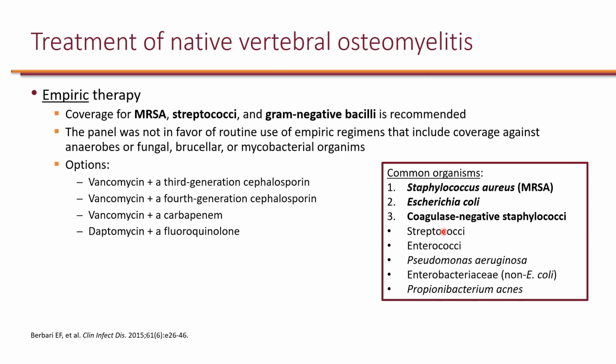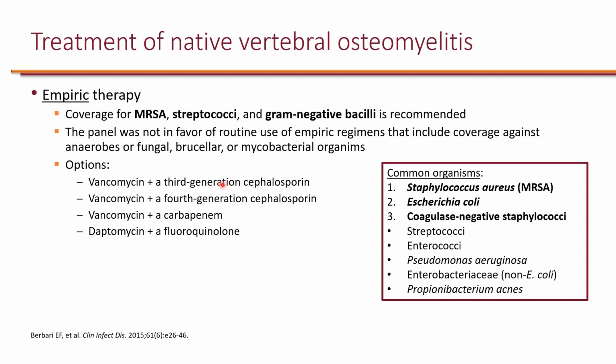Now, the options that they did recommend include vancomycin plus a third generation cephalosporin. So the vancomycin will cover MRSA as well as streptococci, and then a third generation cephalosporin such as ceftriaxone will take care of the gram-negative bacilli as well as streptococci. Now, if your third generation cephalosporin is ceftazidime, for example, then it covers Pseudomonas, whereas ceftriaxone does not. So in general, if the patient does not have risk factors for Pseudomonas, it's not really necessary to cover it.